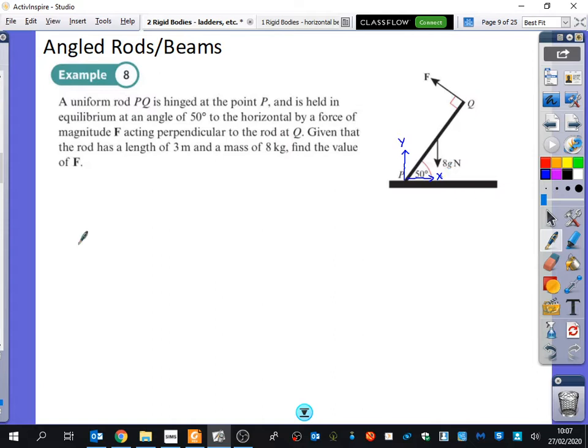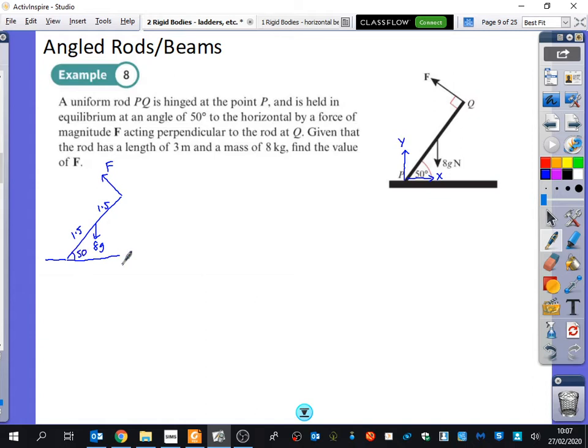Okay, I'm going to redraw the diagram. So we've got this. Here we are like this. There's a force over here, which is F. We've got 8G, which is coming down. This is 1.5. This is 1.5. And the angle that it's making with the floor is 50 degrees.